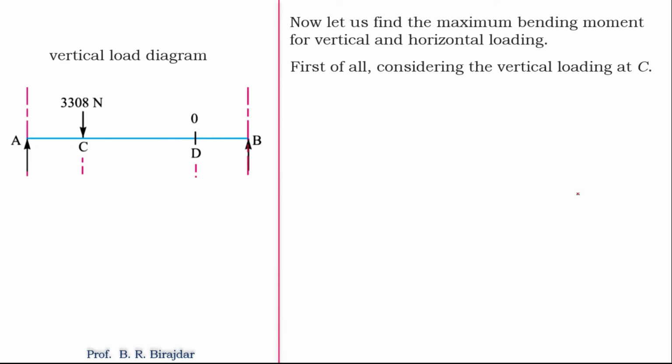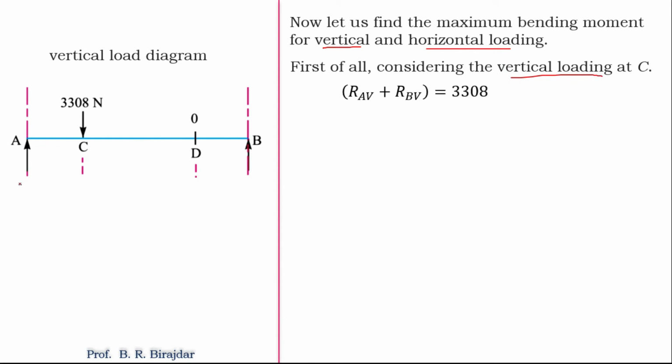Now we will try to find out the maximum bending moment for the vertical and the horizontal loading. As here there are two loadings, the load acting in the vertical direction and also in the horizontal direction, what we are trying to find out is where the maximum bending moment is, and based on that we are going to design. It means we have to find out the maximum bending moment. So now first we will find the vertical load diagram. So this is the vertical load diagram.